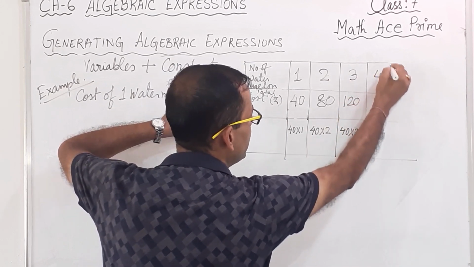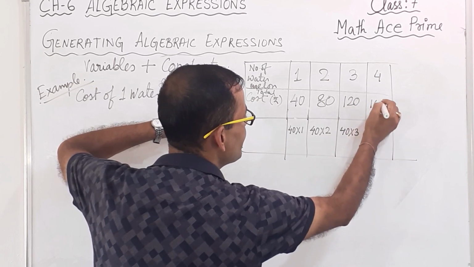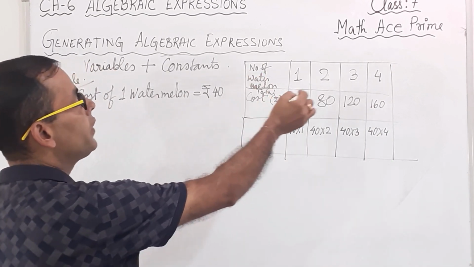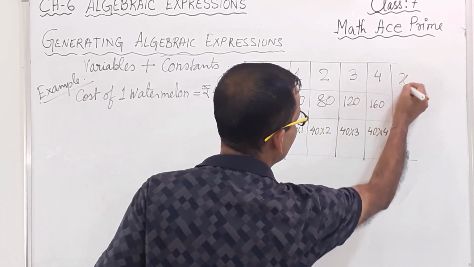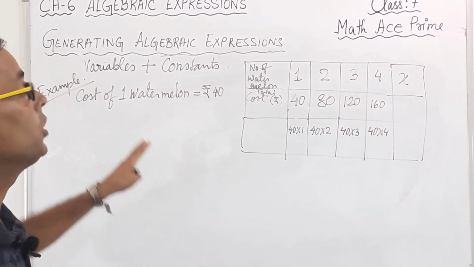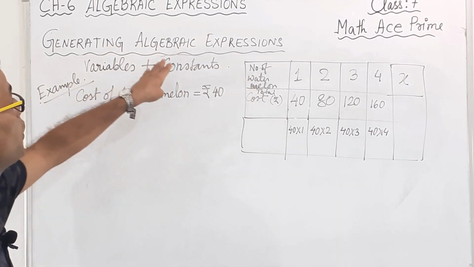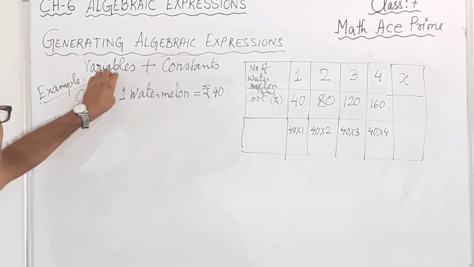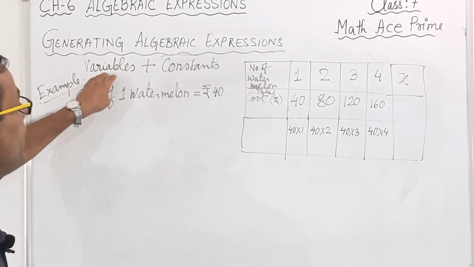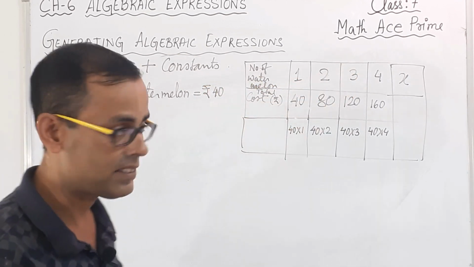120. If we buy 4, how much will it be? 40 into 4, 160 rupees. Clear? Now if I take the number of watermelon as x, how did x come? Because I am going to create an algebraic expression, and for creating an algebraic expression I have to bring variables as well as constants. So for variables, I am taking the number of watermelon as x.